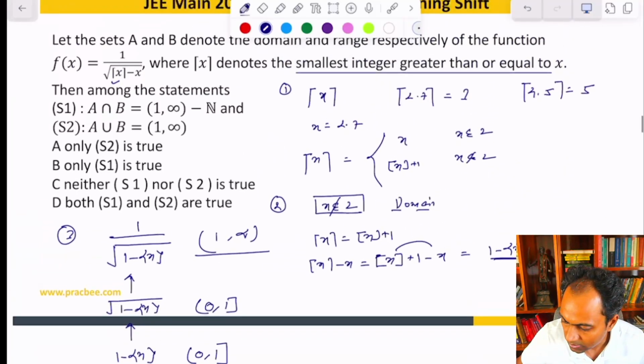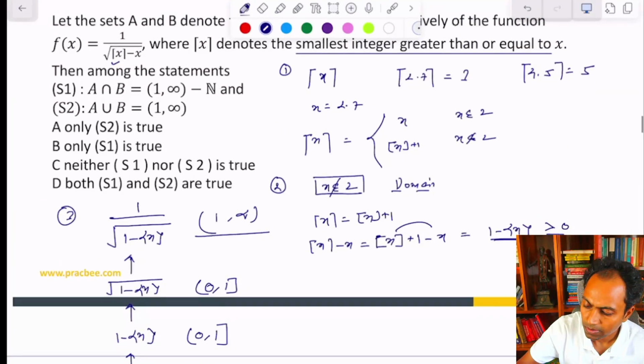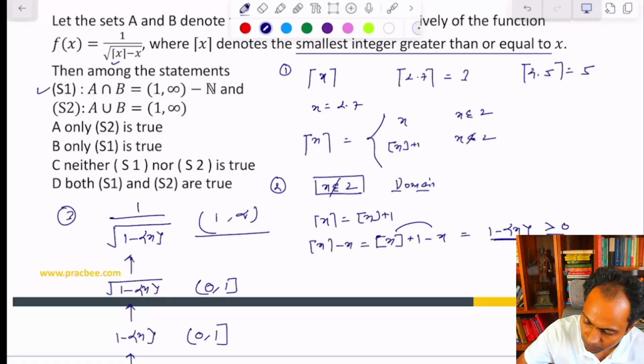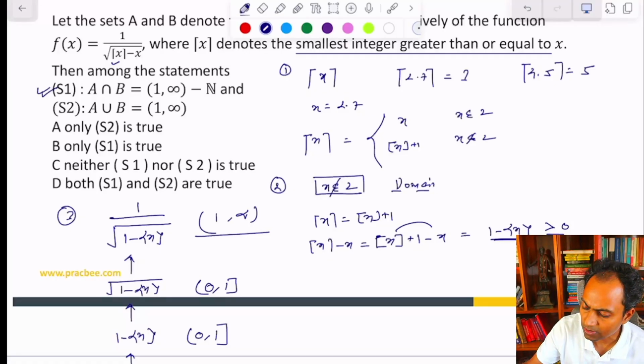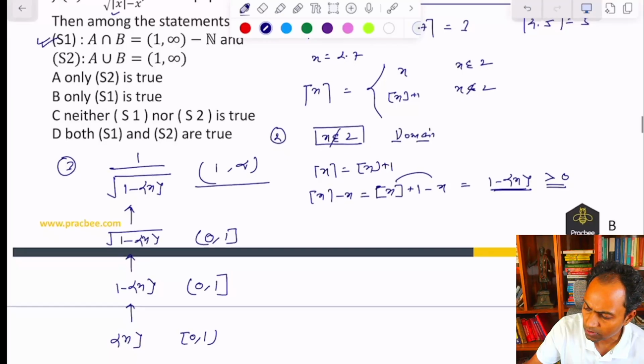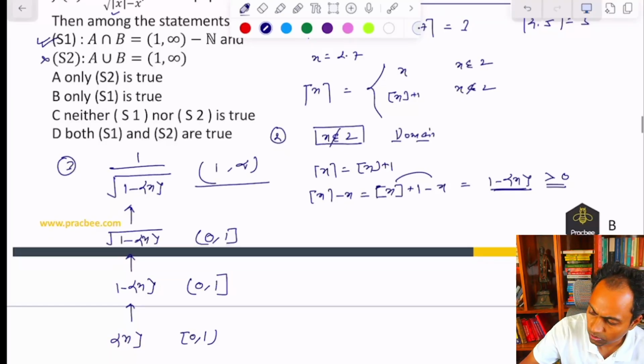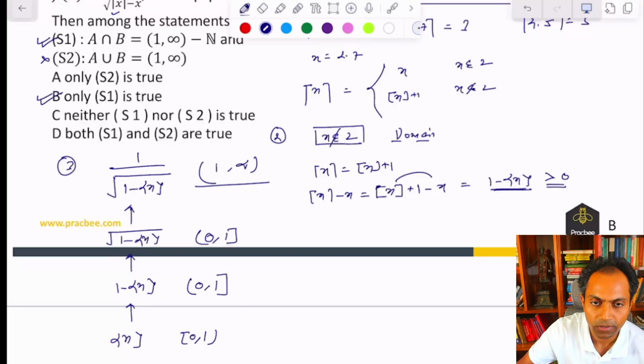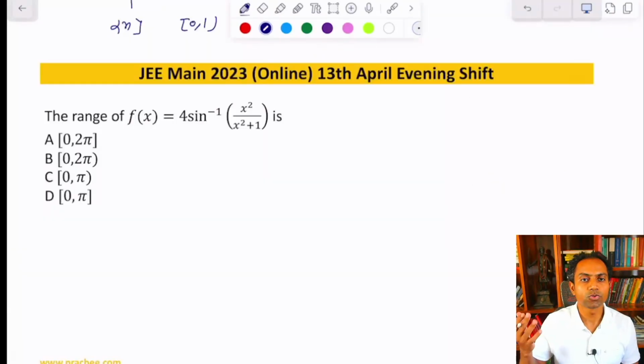Now let us see what they're saying. Statement 1 says that the intersection of A and B is 1 to infinity minus 1, and that is absolutely correct. So statement 1 is definitely true. Statement 2 says that if I take the union, it becomes 1 to infinity, which is not exactly true. So statement 2 is not true. So option B comes out to be correct. Now let us do this one more time.